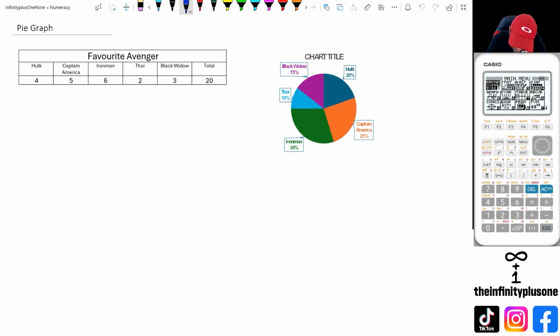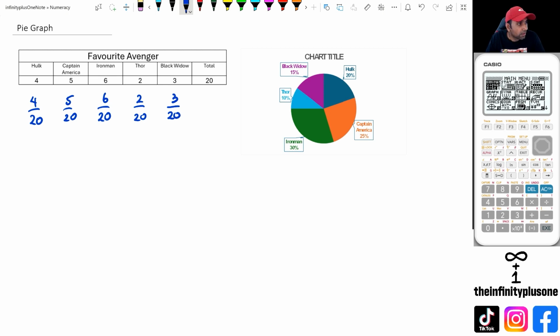Well, if we look at it, we've got Hulk is 4 out of 20, right? So 4 out of 20 is Hulk. 5 out of 20 is Captain America, 6 out of 20 is Iron Man, 2 out of 20 is Thor, and 3 out of 20 is Black Widow. Now, what we need to do is convert these to percentages.